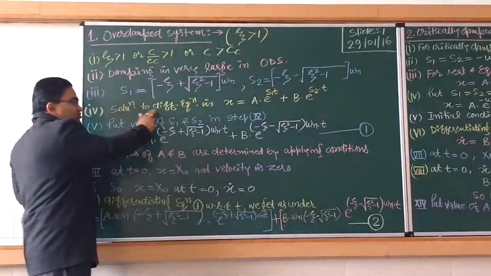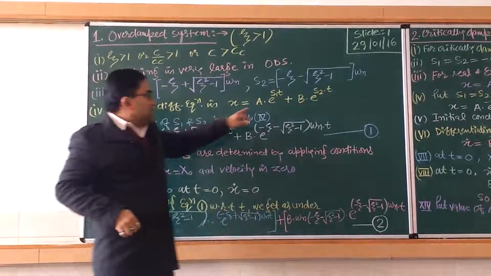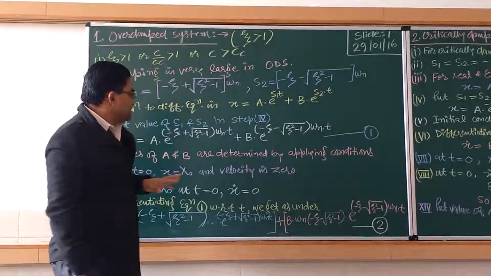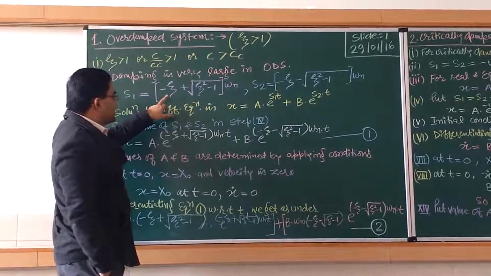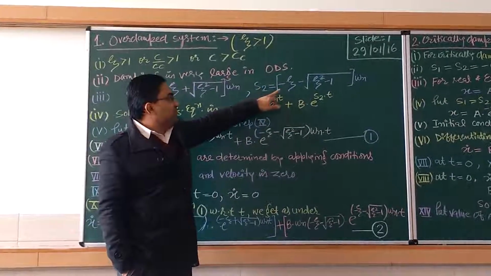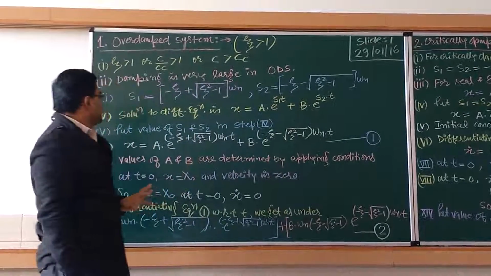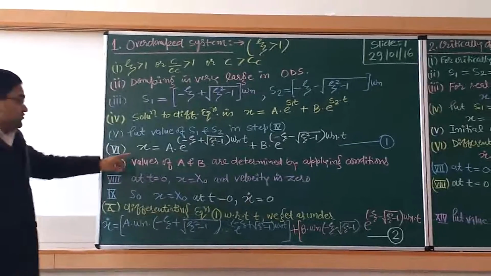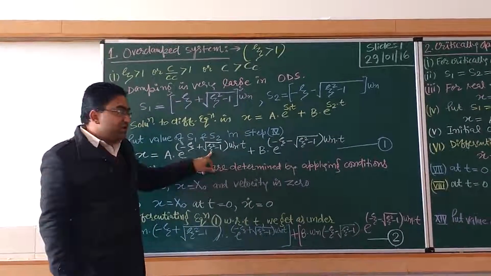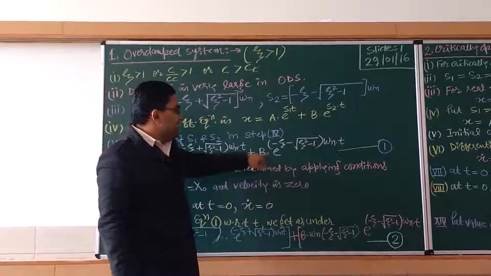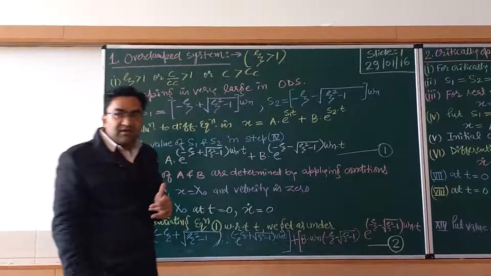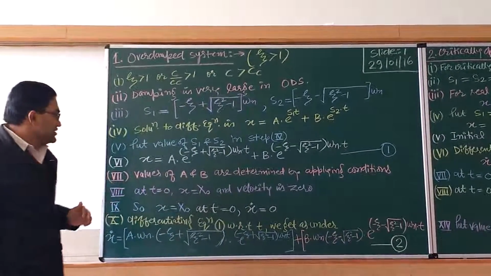Moreover, the solution for the differential equation was A into e raised to power s1 t and B into e raised to power s2 t. We have already done it. Now put the value of s1 over here, and similarly the value of s2 over here in this equation. Step number 4. By putting these values, we get equation number 1: x equals A into e raised to power s1 into omega n t, plus similarly B into e raised to power s2 into omega n t. That is equation number 1. This is how equation number 1 becomes.